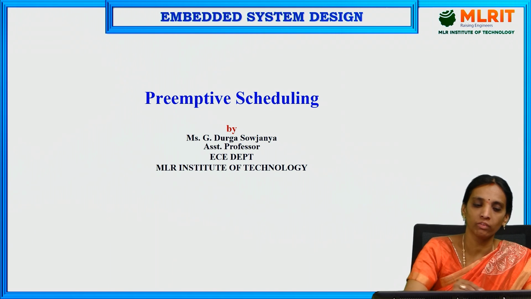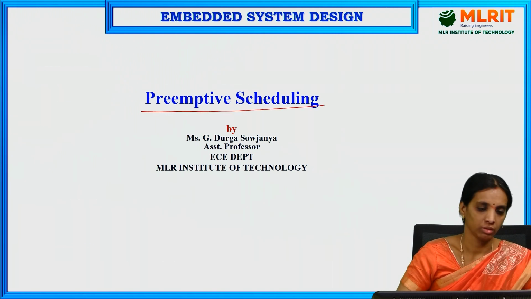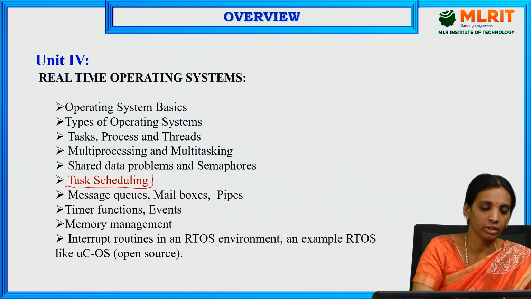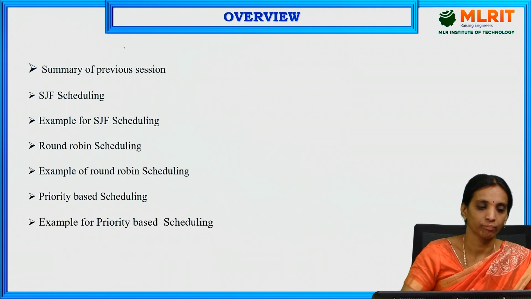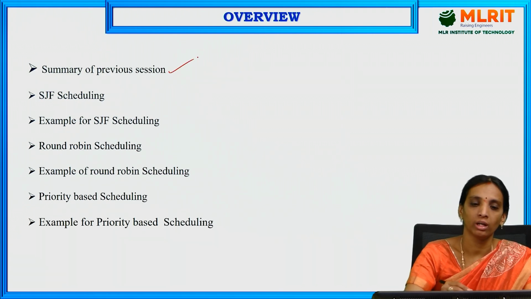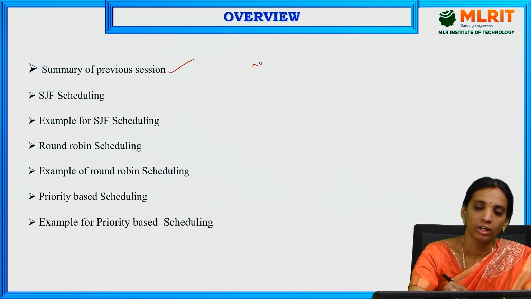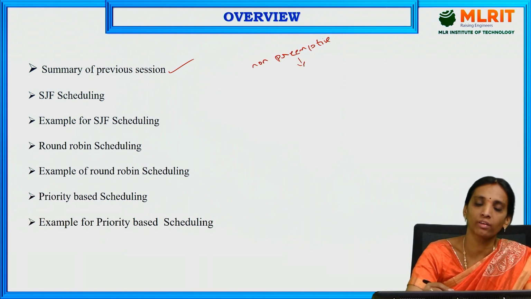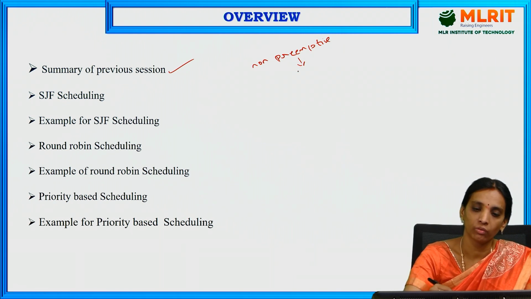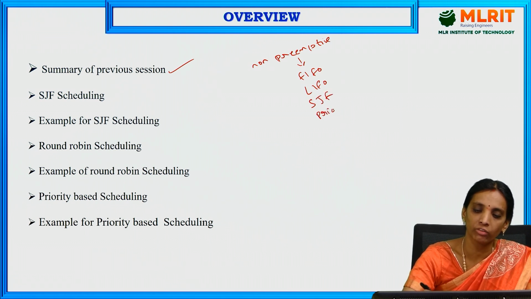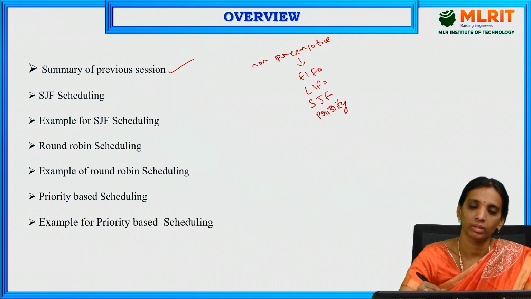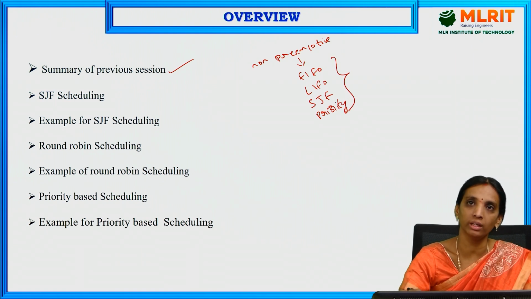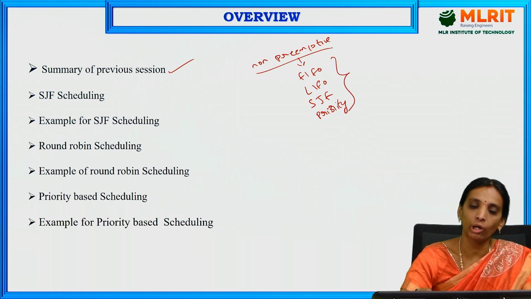Our today's topic is Preemptive Scheduling. This preemptive scheduling comes under task scheduling in Unit 4. In the summary of the previous session, we discussed non-preemptive scheduling and the different algorithms used in it: FIFO based scheduling, LIFO based scheduling, shortest job first scheduling and priority based scheduling. These are the 4 algorithms we have seen in the previous session regarding non-preemptive scheduling.